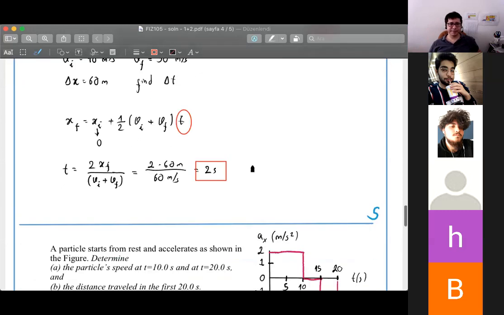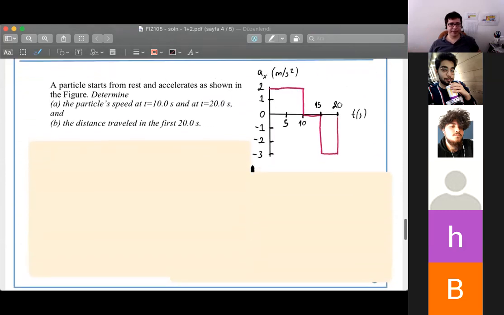Any questions? So, next one. A particle starts from rest and accelerates as shown in the figure. This is an AT graph, okay? This is also an important example. It's intended to demonstrate to you how to work with graphs.